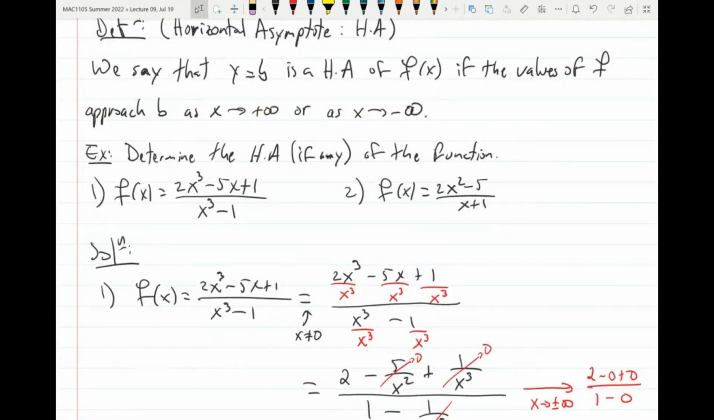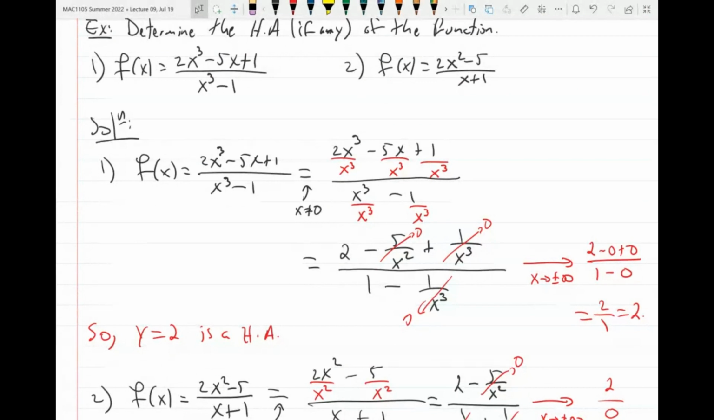If the degrees are the same, then you will also have a horizontal asymptote, but it's not going to be 0. Notice that in this case, when we divide top and bottom by the highest power, we obtain 2 over 1. 2 is the leading coefficient of the top, and 1 is the leading coefficient of the bottom. And this will always be the case. When the degree is the same, the x's are gone, you get the numbers, and the rest will go to 0. So when degrees are the same, there will be a horizontal asymptote, but it's not y equals 0. It's y equals the ratio of the leading coefficients.